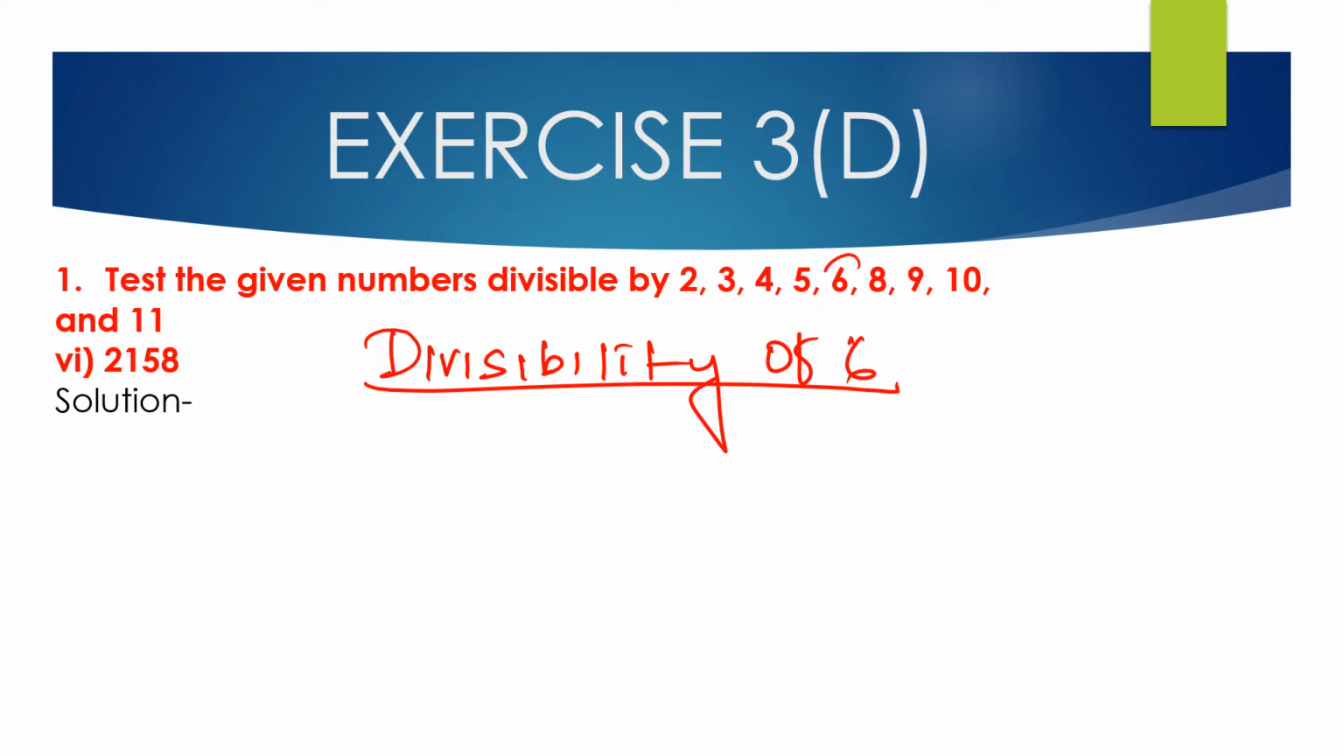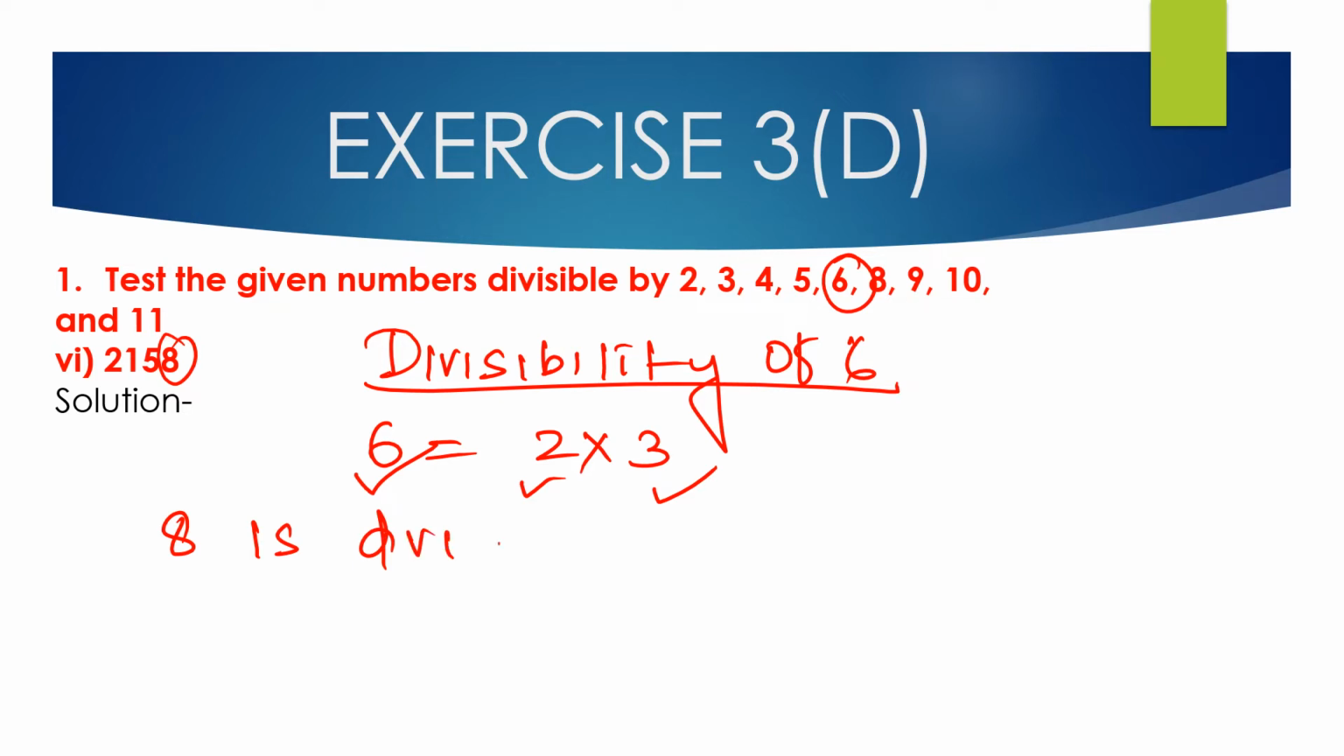Now divisibility of 6. Now we'll check the number 2158 is divisible by 6 or not. 6 is the product of 2 and 3. So if any number is divisible by 2 and 3 both, then the number is divisible by 6. So first we'll check the number 2158 is divisible by 2 or not. Here the last digit, that is the unit place digit, of the number 2158 is 8, and 8 is divisible by 2. So this number 2158 is divisible by 2.